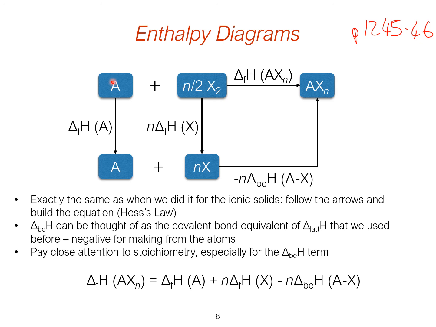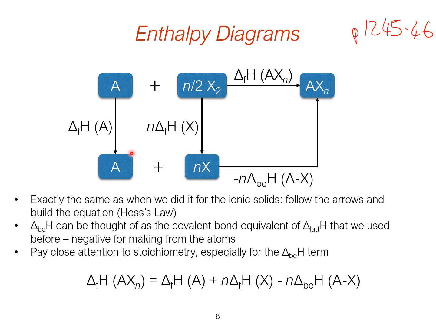So we've seen lots of times why NaCl2 isn't stable as opposed to NaCl. And we can do exactly the same thing with these covalent compounds as well. So we can build up this Born-Haber cycle, and we just follow the arrows around, adding the terms, and following Hess's law essentially. There are a couple of differences.